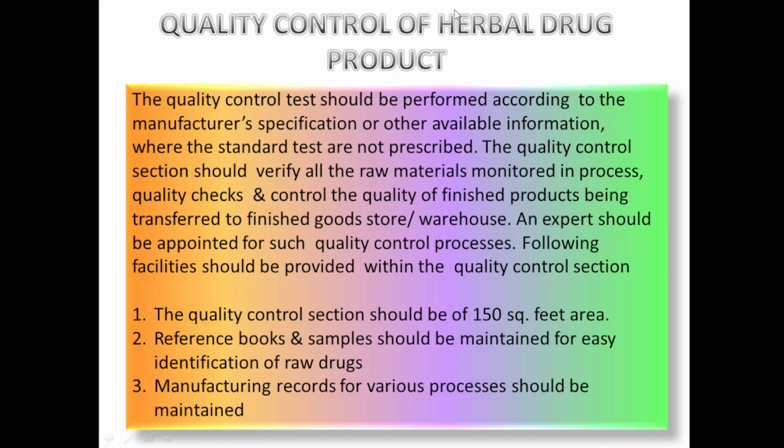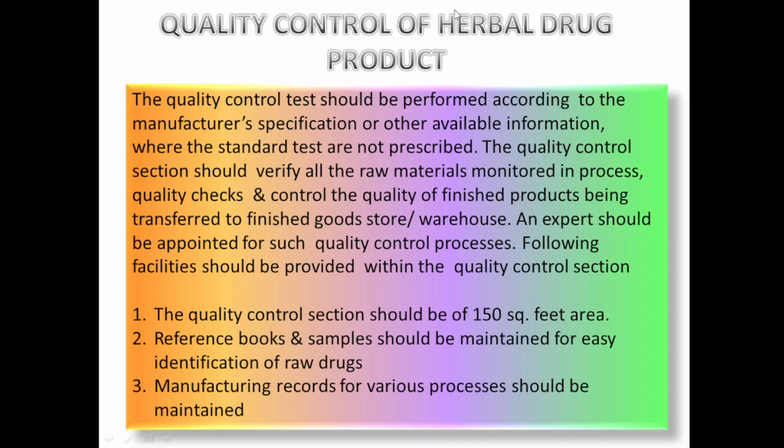Reference book and sample should be maintained for easy identification of raw drugs. Whatever the raw materials which are used to prepare any herbal formulation, the samples of that raw drug should be maintained in that quality control section so that it will be helpful for morphological evaluation and identification of the material which is supplied, and the reference book should be available to study the evaluation or identification of raw drug.